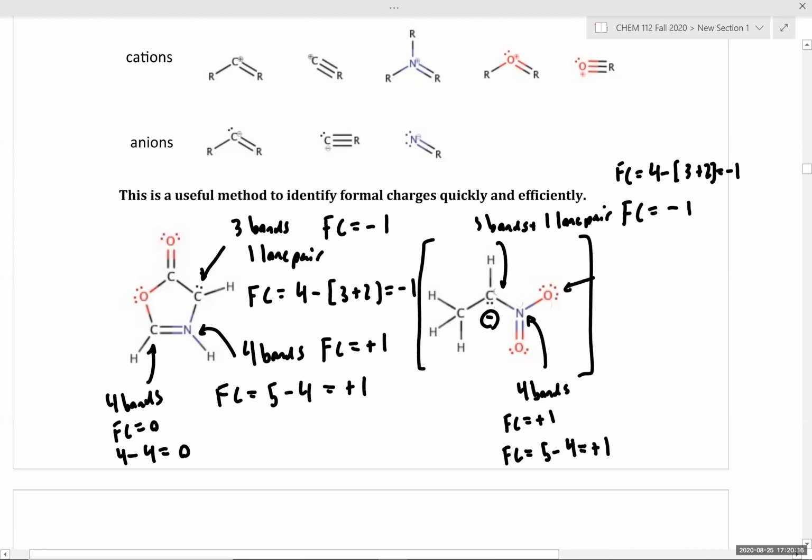Finally, for oxygen, we see we have 1 bond and 3 lone pairs. So this would give us a predicted formal charge of -1 following our bonding preferences. But we can also manually calculate the formal charge by taking 6 minus 1 bond plus 6 lone pair electrons, giving us a formal charge of -1.